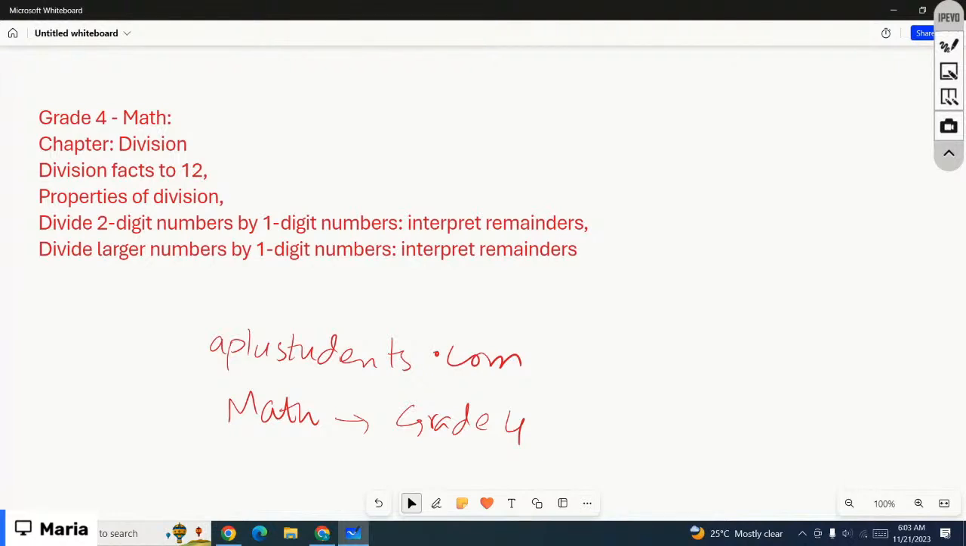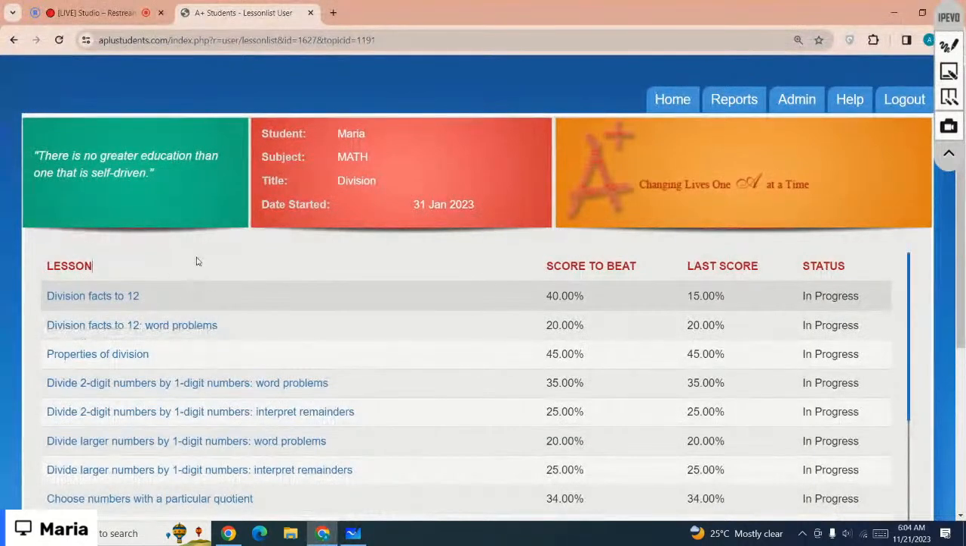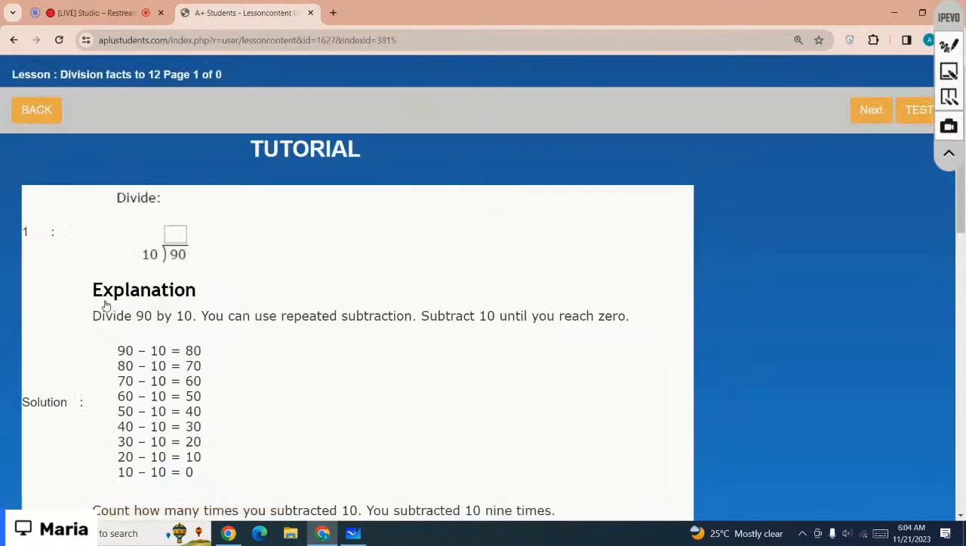There you can find the list of the chapters. We're going to start with the chapter division. The lessons we're going to cover today are division facts to 12, properties of division, divide two-digit number by one-digit number, interpret remainders, and divide larger number by one-digit numbers, interpret remainders. Let's just start with the first lesson, that is division facts to 12.